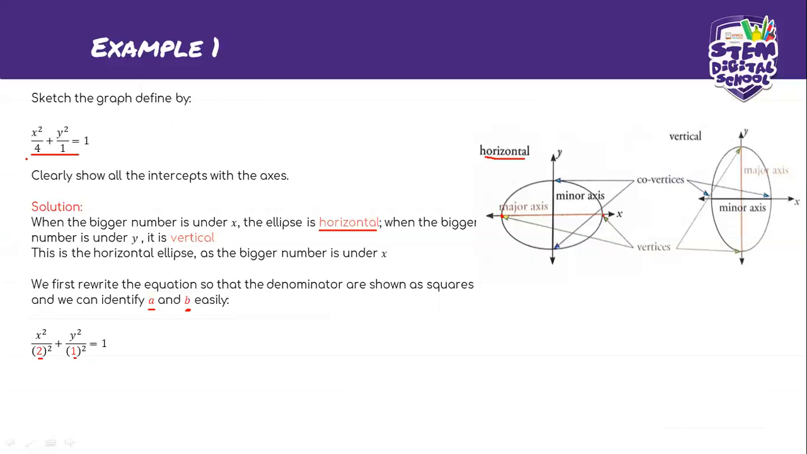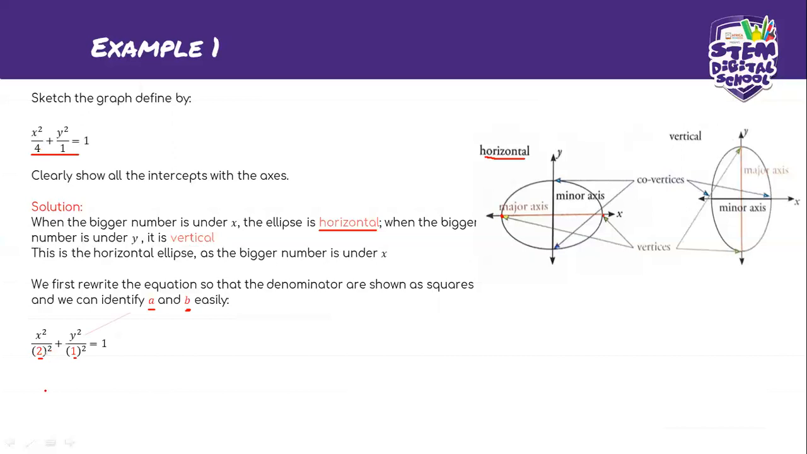Remember from the standard equation, because the standard equation says x squared over a squared, right? But remember we had 4 there, right? But to write it in that form of a squared, we're going to have 2 squared, so that we can know the value of a, right?